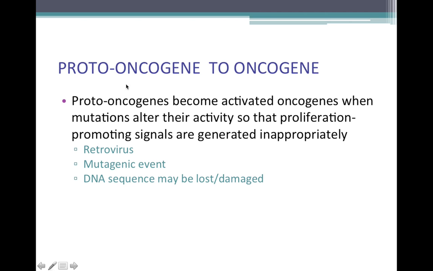Now, there's different things that can cause proto-oncogenes to turn into oncogenes, some of which can be viruses, like retroviruses. So, an example of a retrovirus would be HIV. It can insert its genome into your genome, and sometimes the HIV virus can actually induce proto-oncogene to oncogene formation. So there are some forms of basically blood cell cancer that are related to HIV. We'll talk about those later on in the class. Now, there could be a mutagenic event like exposure to chemicals or radiation, or DNA sequences could be lost or damaged, again, through exposure to chemicals, radiation, or viruses.